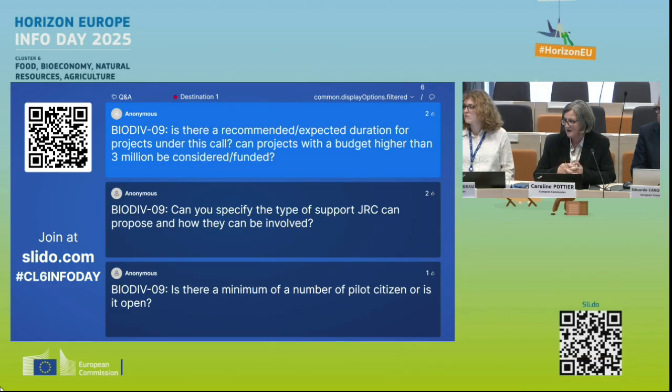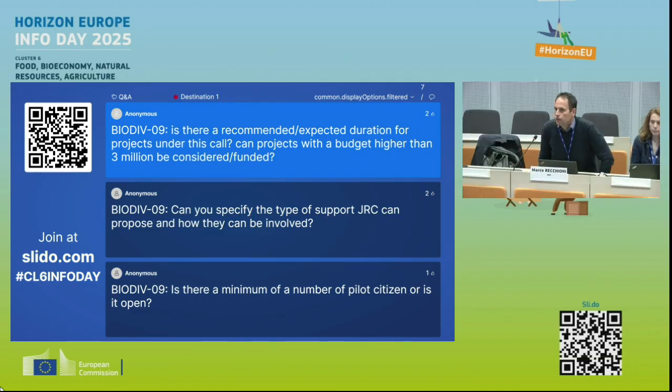There is no specific duration exactly, Caroline. For the project, of course, it has to be coherent with what is proposed in the proposal, as well as the budget. I don't remember exactly the sentence that is in the work program, but the budget that is indicated is only indicative, so a higher budget can be requested, of course, should be consistent with what is proposed.